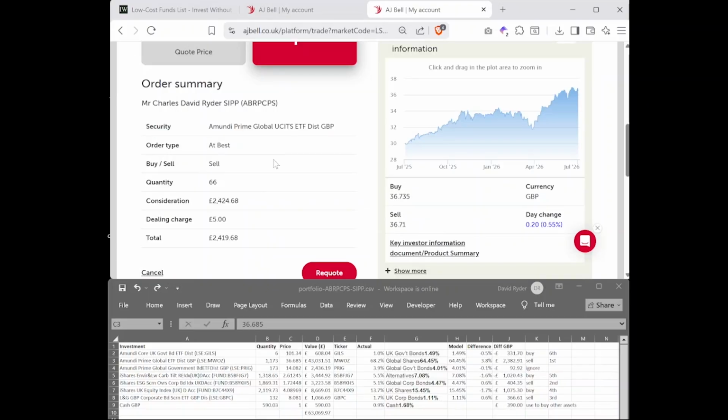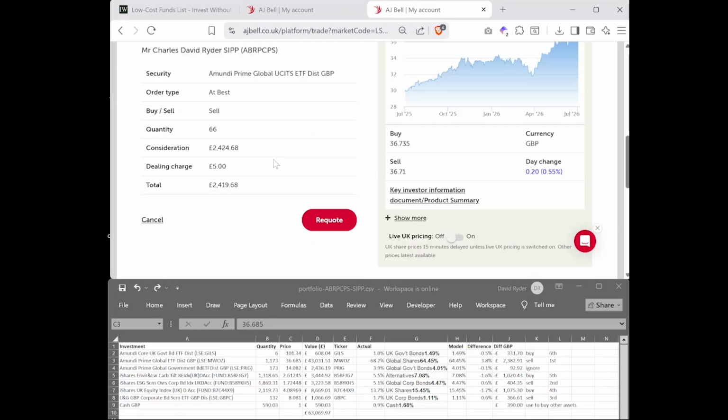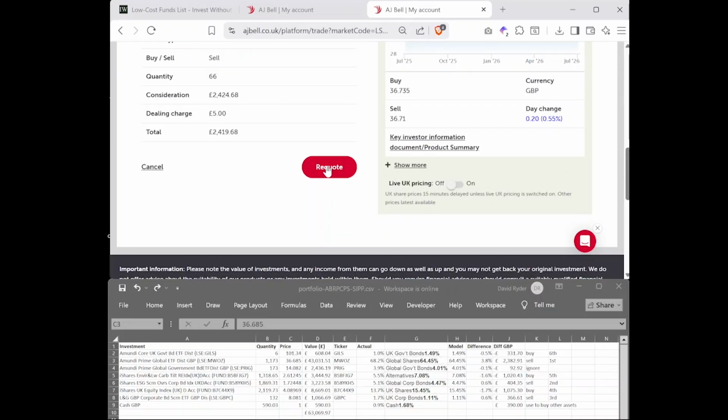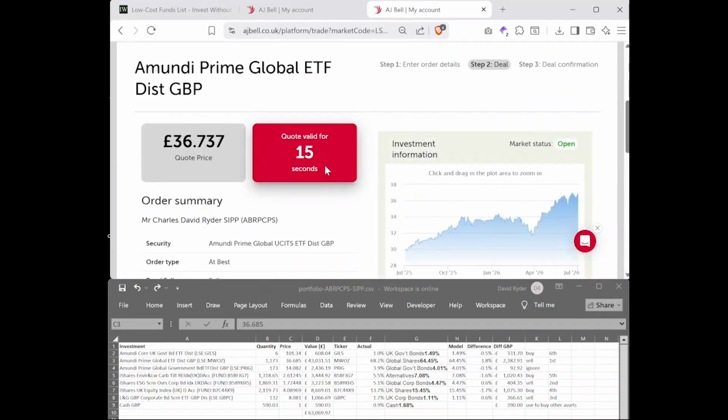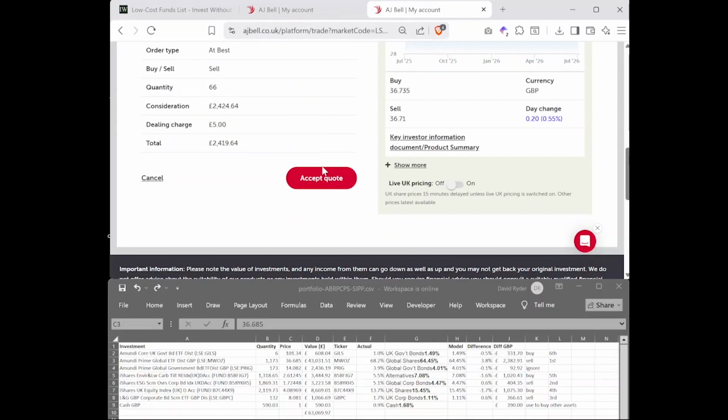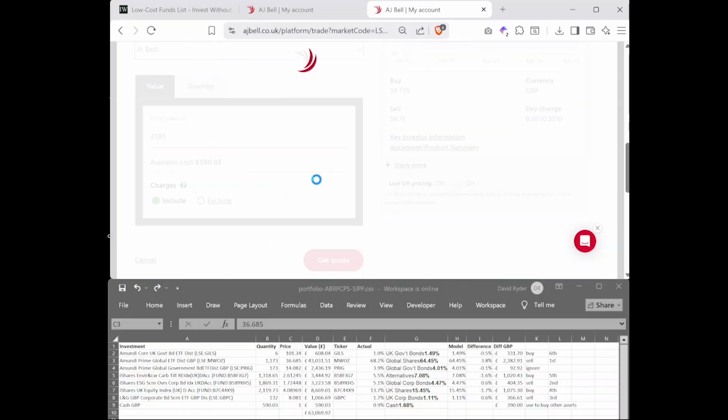And next time around, I will get the price. So we've just gone down to scroll down to requote. So I'll press requote. And this time I'll scroll down and accept the quote.